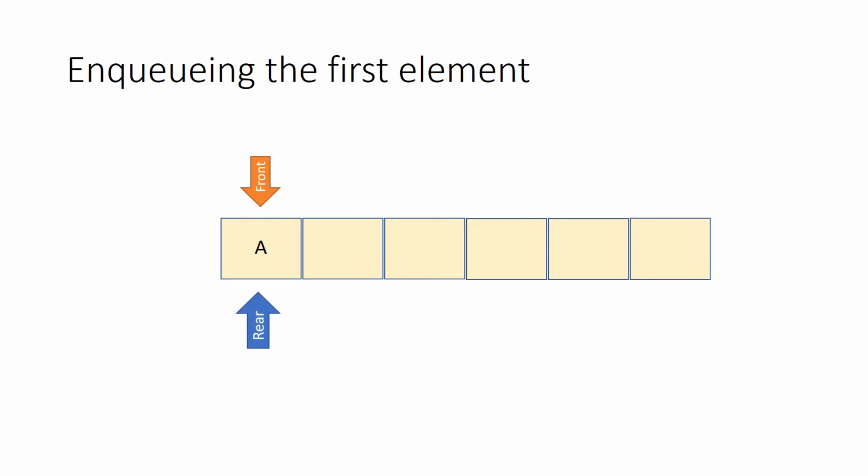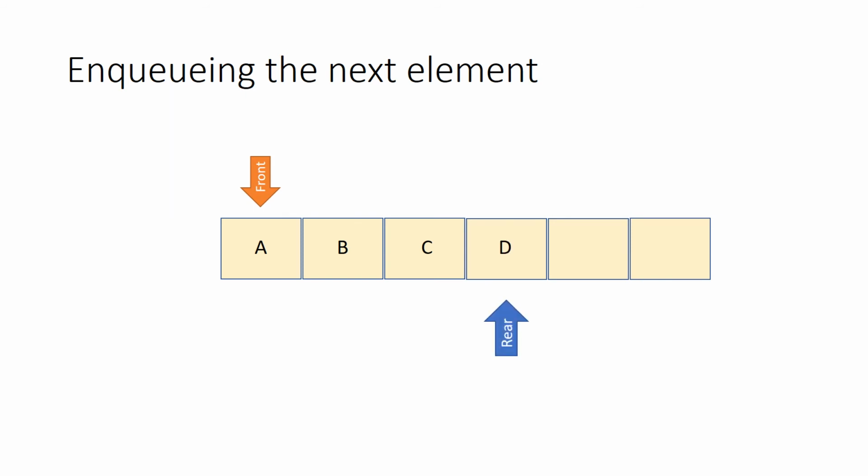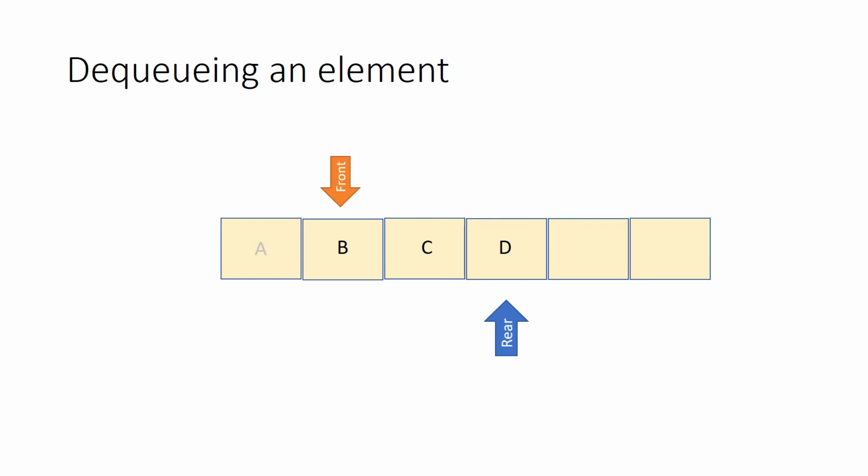When using circular arrays, the enqueuing of elements into the array is exactly as before. However, when dequeuing, instead of shifting the whole array elements, only the front pointer is adjusted. All the elements remain where they are.